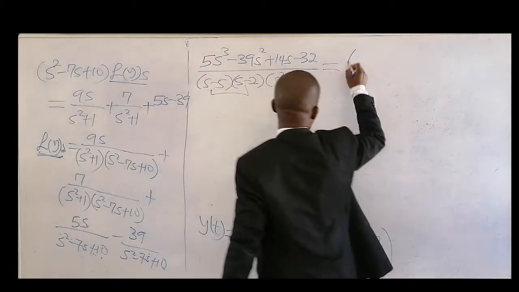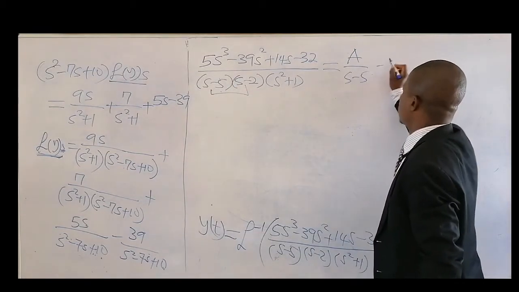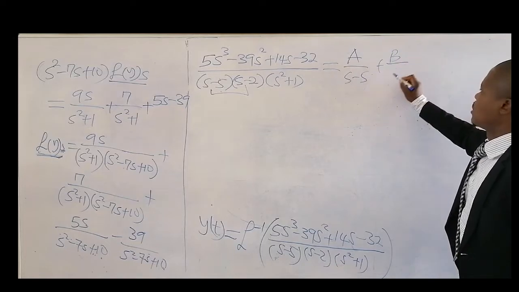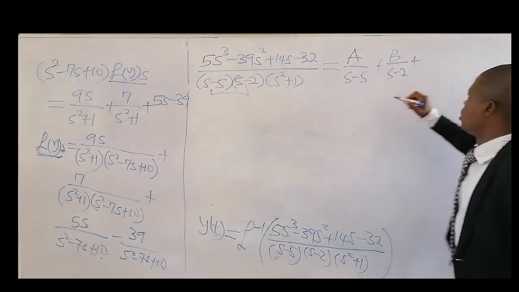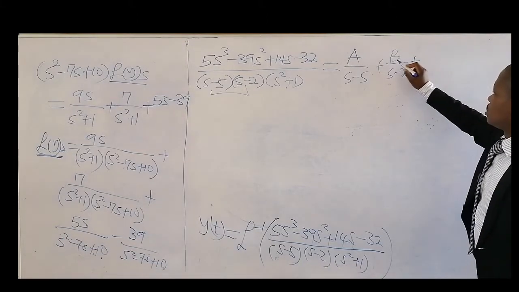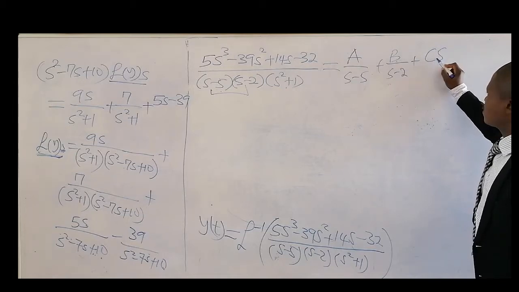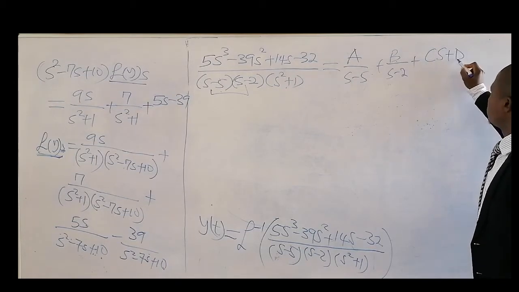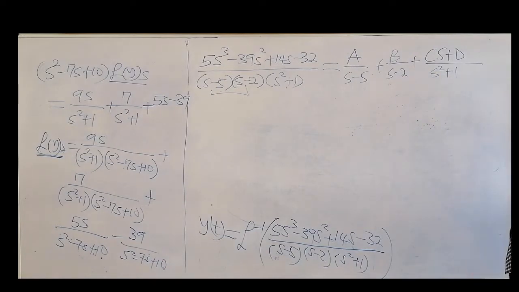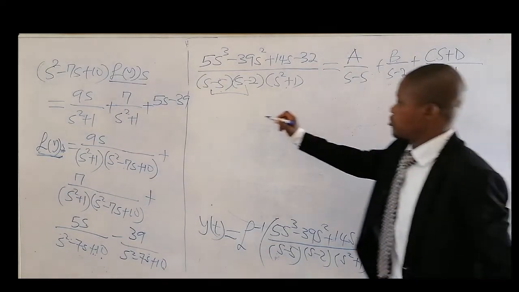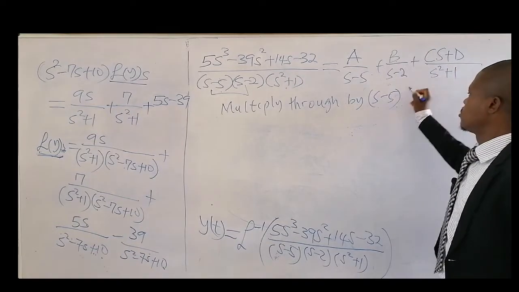So it's going to be A over the first linear factor, s minus 5, followed by B over s minus 2, followed by, this one is a quadratic, and that will be equal to what? Your constant stopped at B here, so the next one will be C s, and then plus another constant D, all over s squared plus 1. Okay? So then multiply through by the common factor.